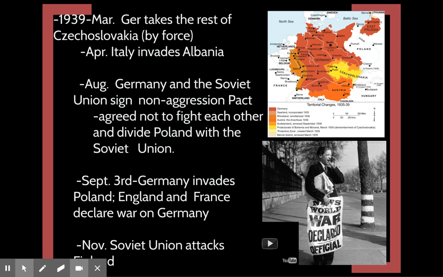August of that year, Germany and the Soviet Union are going to sign what's called a non-aggression pact. Basically, they say, hey, Germany, I will not fight the Soviet Union, you don't fight me. Let's just leave each other alone.